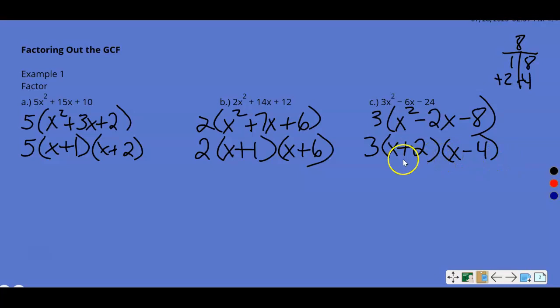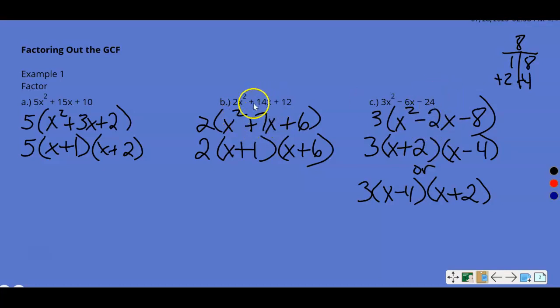Now, you could have the factors switched, but you cannot have the signs switched and not the numbers. So what I'm saying is, if you have 3 times x minus 4 times x plus 2, that again is equivalent to this. But if you had x minus 2 and x plus 4, that would be incorrect. So again, you can multiply, make sure you did this correctly. But if you look for the sign in the middle, that tells you what the sign of the bigger number is.